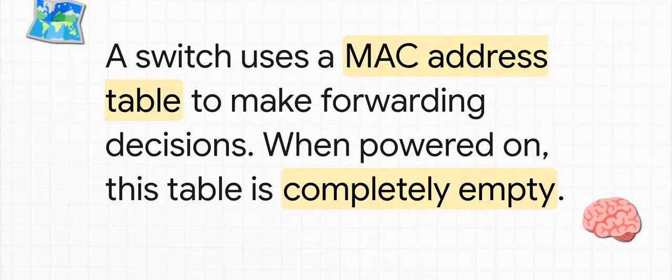The entire brain of the switch is really just one thing, a dynamically built map called the MAC address table. Now, if you're talking to network engineers, you might hear them call it a CAM table. But the most important thing to remember is this. When you first turn a switch on, that table is completely 100% empty. It knows nothing. It has to learn everything from scratch.